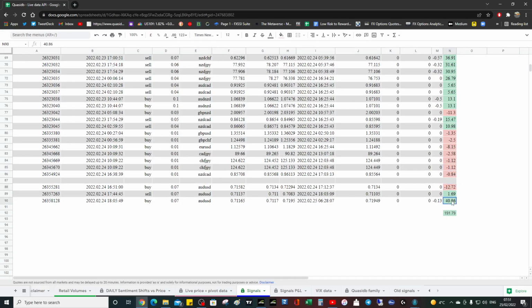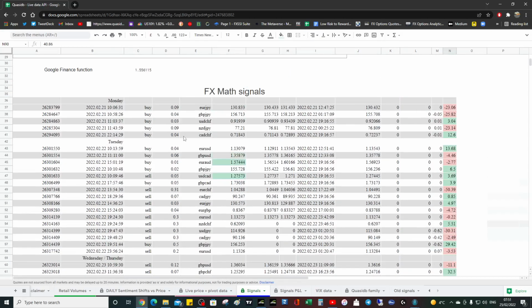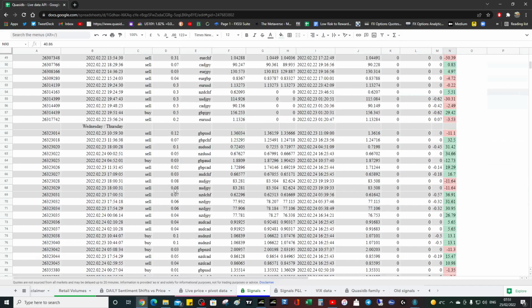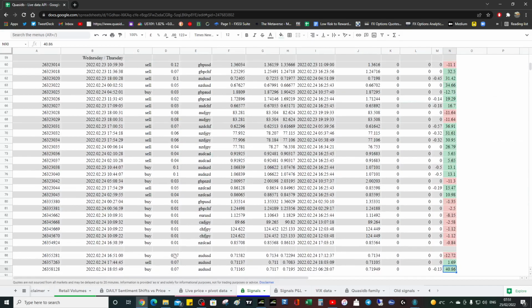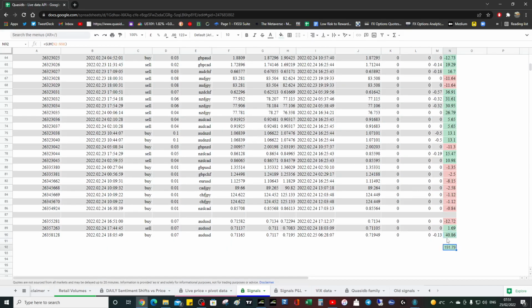So it was a £40 move on the 0.07. I'm risking 2% on each trade as well, which is you need to keep them small, and you do okay. It's not a great amount of money, but it's not a loss, right? So that's something to think about.